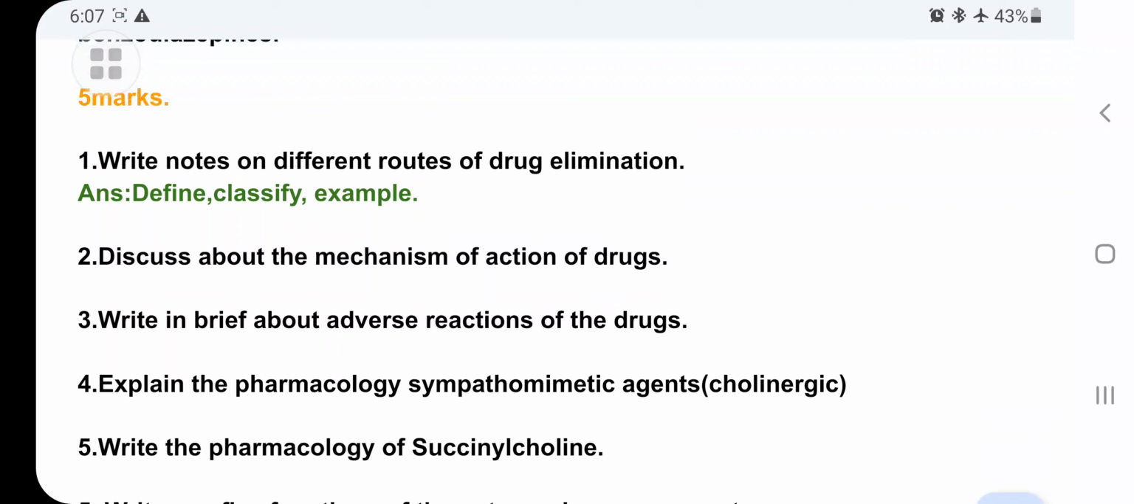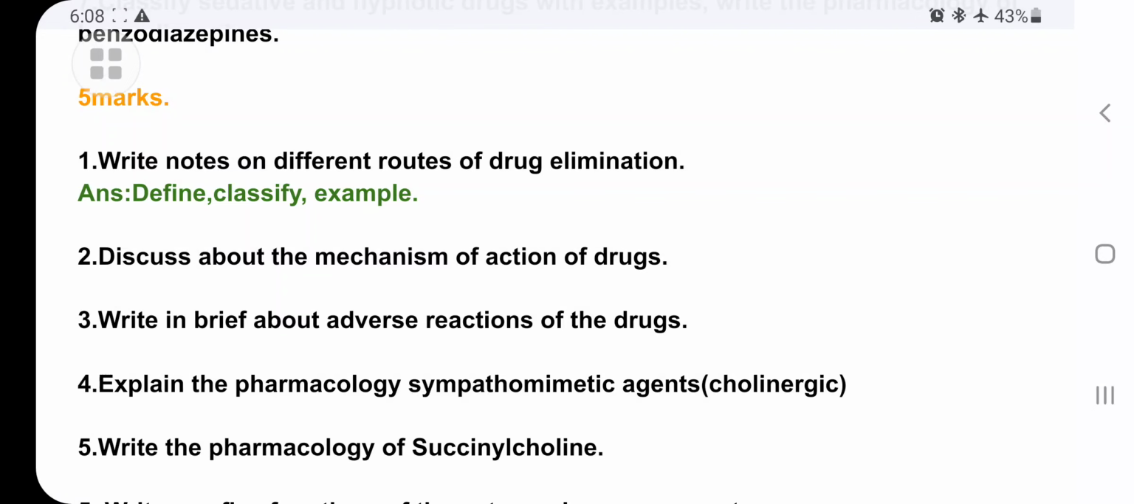Write a note on different routes of drug elimination. Here you have to define and classify the different routes of drug elimination with appropriate examples. Discuss the mechanism of action. You know what the mechanism of action of a drug is. Here you have to write what the mechanism of action is. Many principles are there on the mechanism of action.